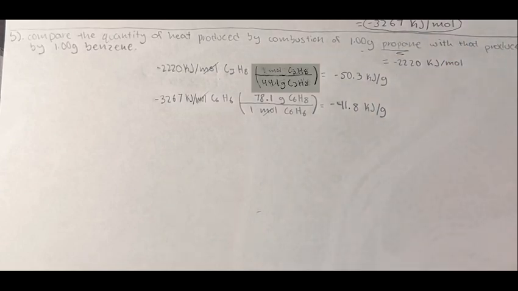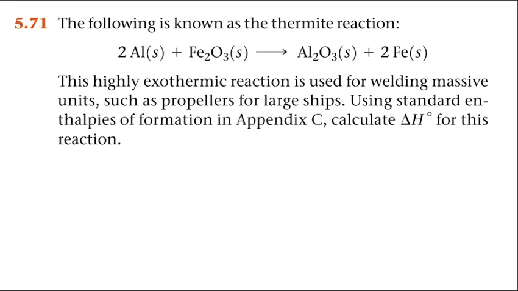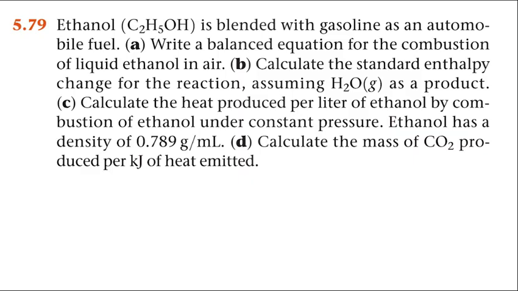Now that we have finished our equations, we can see that the reaction for propane gives off more kilojoules per gram than the reaction of benzene. Now it's your turn. Go ahead and pause the video here and unpause when you're ready for the answer. This problem is probably going to be a little bit harder, but do the same for the last one and pause here and unpause when you're ready for the answer.